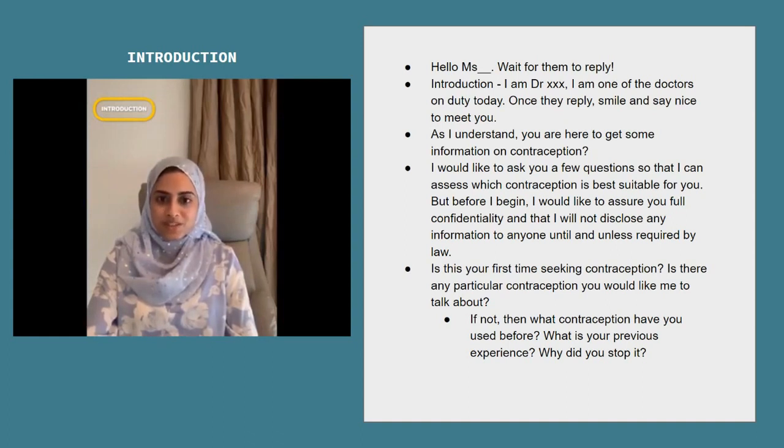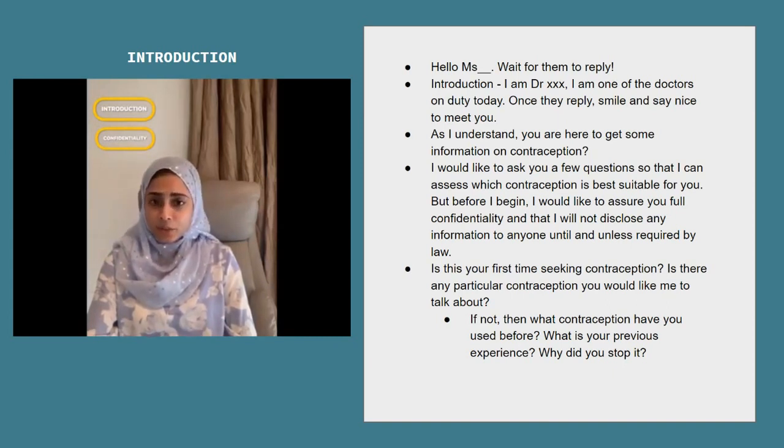And when you enter, you should introduce yourself to the patient. So you can say, "Hello, Miss Smith. I'm Dr. Sheikh. I'm one of the doctors on duty today. Nice to meet you." And then you should tell them that, as I understand, you're here to seek some contraception. And I would like to ask you a few questions about your understanding of contraception and just gather some information and some history from you so that we can best determine which contraceptive method is the best for you.